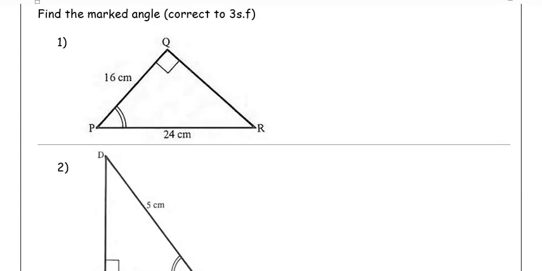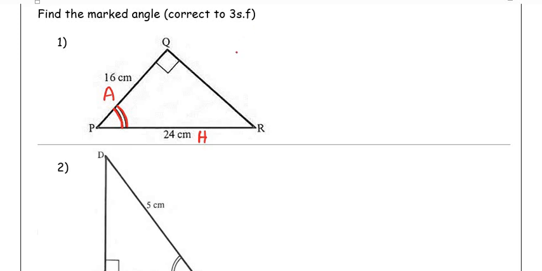Here is the first question. Look at this. First of all, let's mark the angle. They said find the marked angle correct to 3 significant figures. So they want us to find this angle P. Even if it is not marked, you will mark it on your own, and then decide the names of the sides. This side is the longest side, so it will be the hypotenuse, and this side is beside this angle, so it will be adjacent.